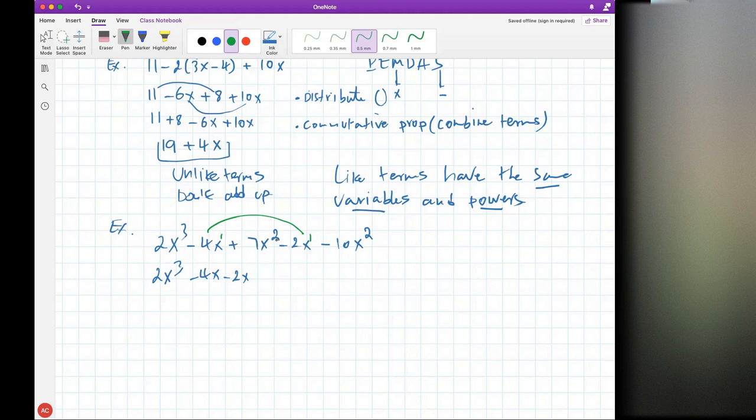What else? Positive 7x to the second and minus 10x to the second. These two are also like terms because they have the same variable x and the same power. Again, like terms must have the same variable and power. So we can put those two together. Move this with the sign. When you move a term, move it with the sign.